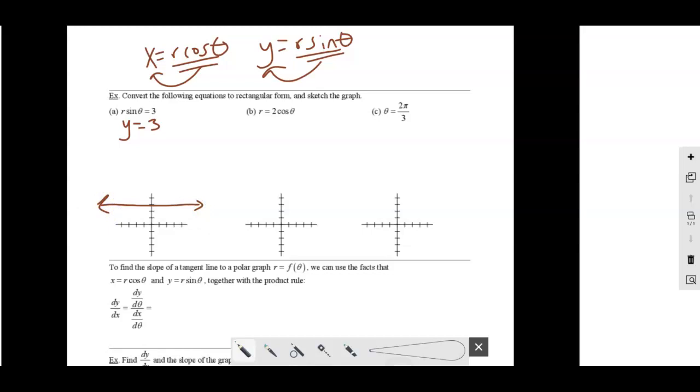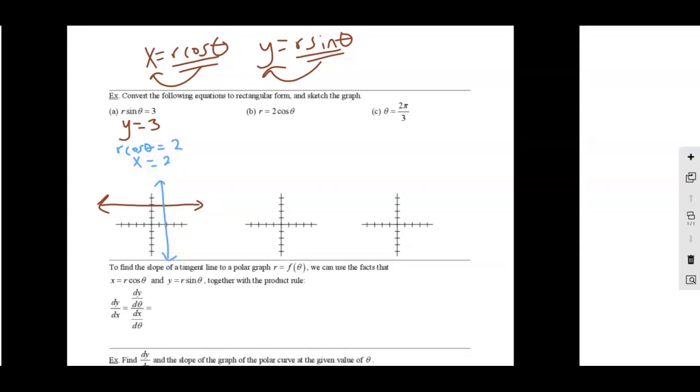If I would have had something like r cosine theta equals 2, that would be x equals 2. That would be a vertical line. So we could have horizontal or vertical lines.